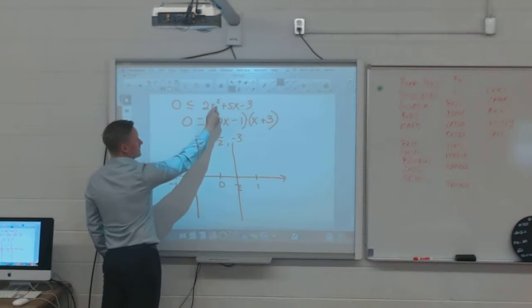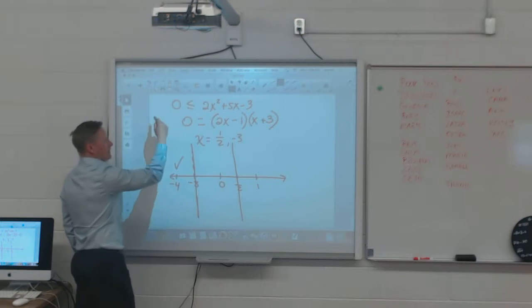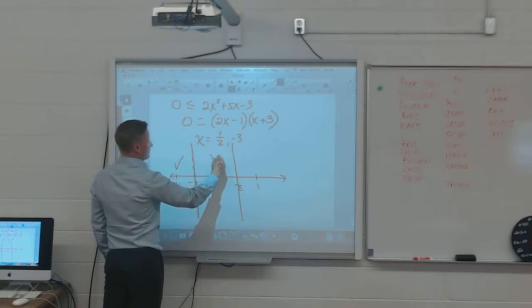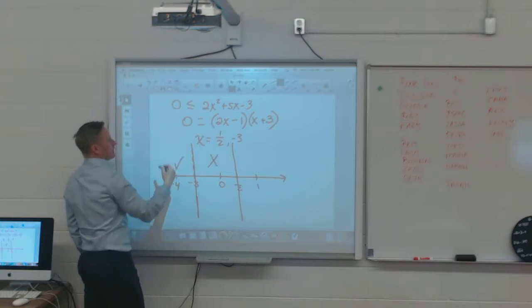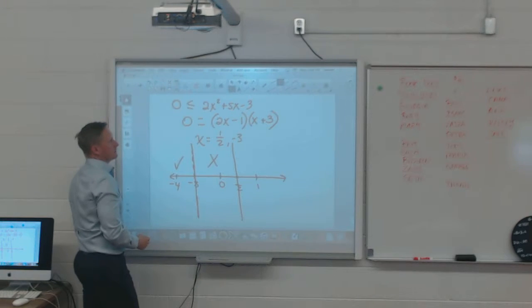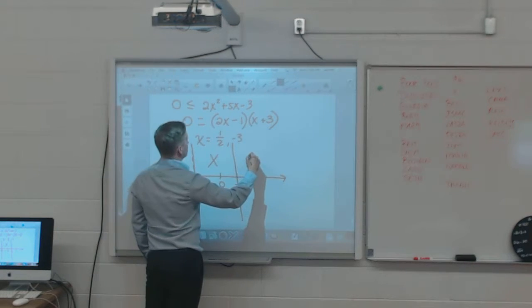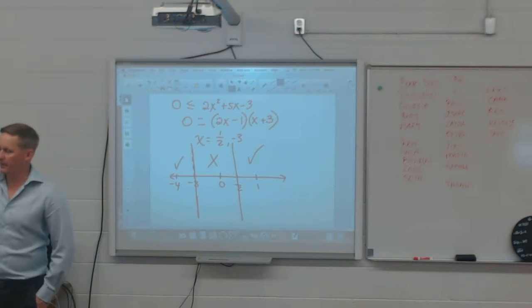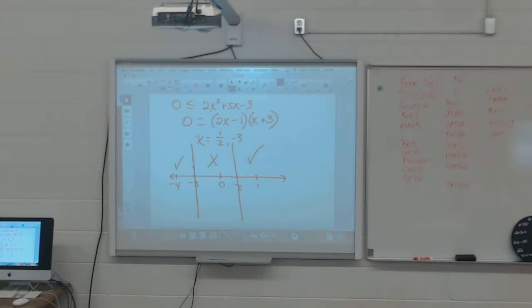Right, I put 0 in here, 0, 0, -3 is -3 greater than 0. Nope. Then I put a 1 in there. 2 plus 5 is 7. 7 subtract 3 is 4. 4 is greater than 0. So those are the areas that I shade. Okay? So that was just to find the intercepts and shade that region.